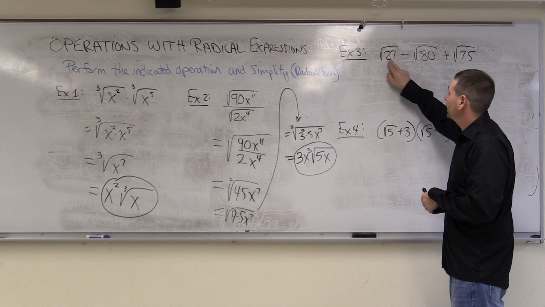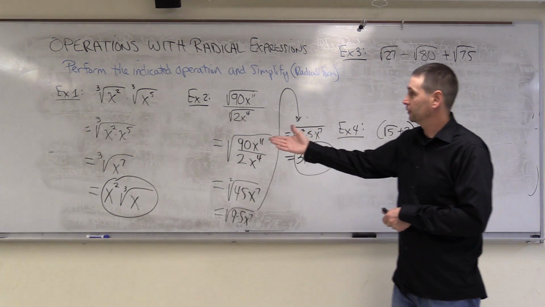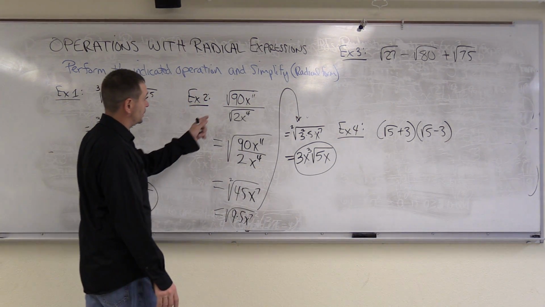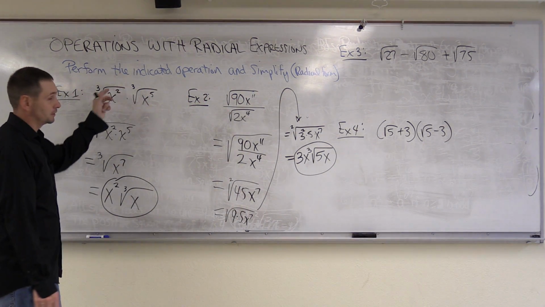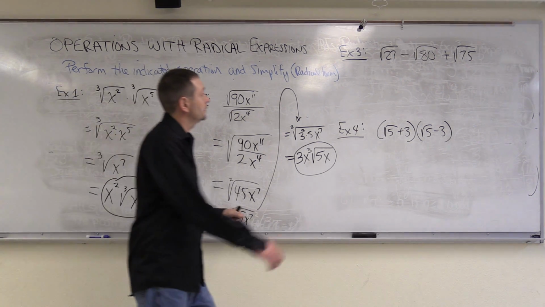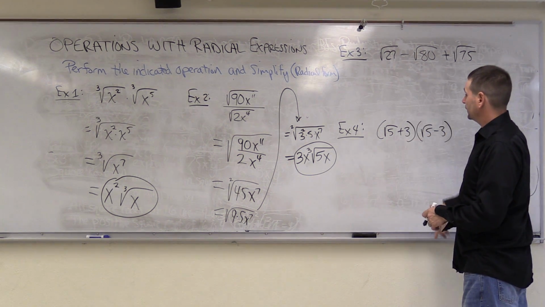You have to have the same radicand and the exact same index to be able to add or subtract them. Unlike when we were dealing with multiplication, the radicands can be different when you're multiplying, as long as the index is the same. Here, I can't subtract these yet, but I can try to simplify and see if anything will subtract.